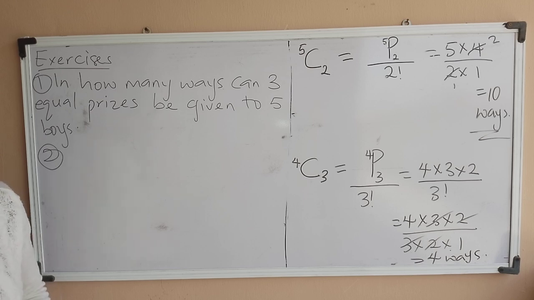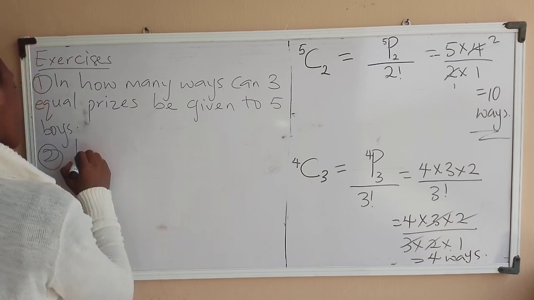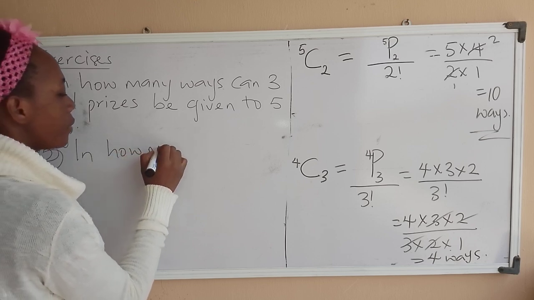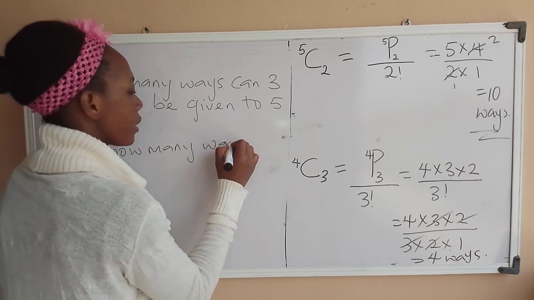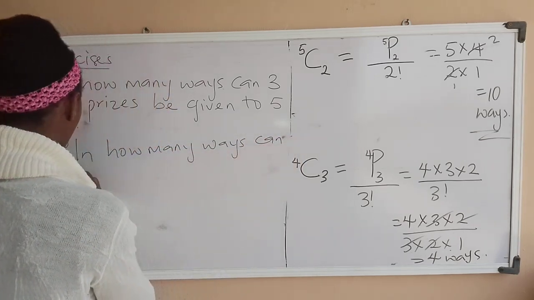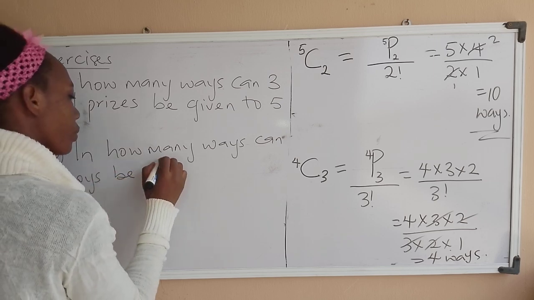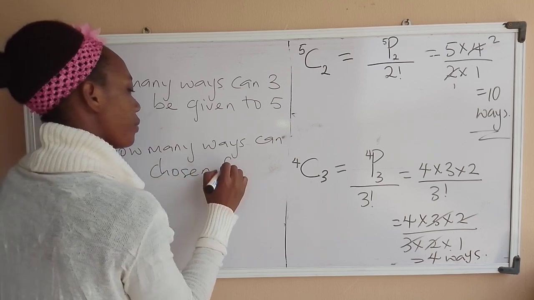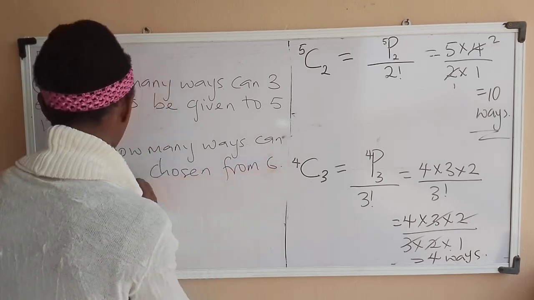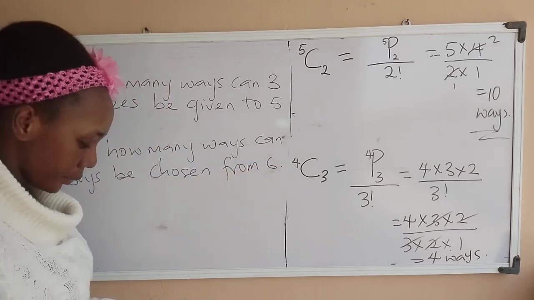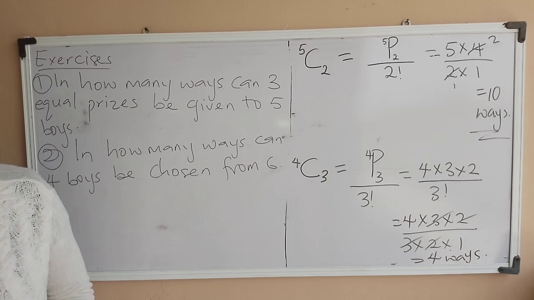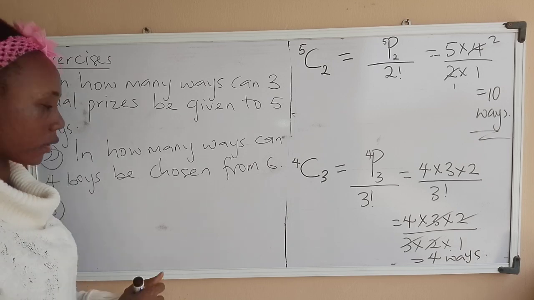Number 2. In how many ways can 4 boys be chosen from 6?